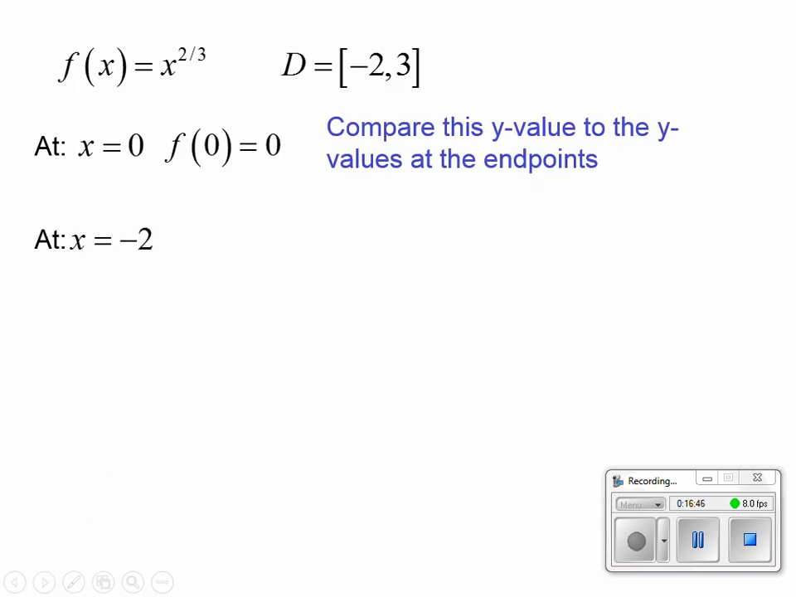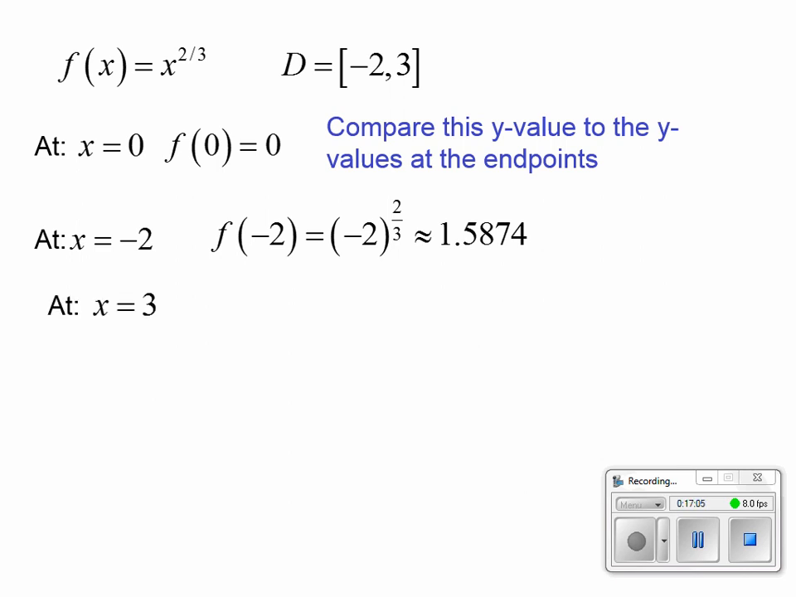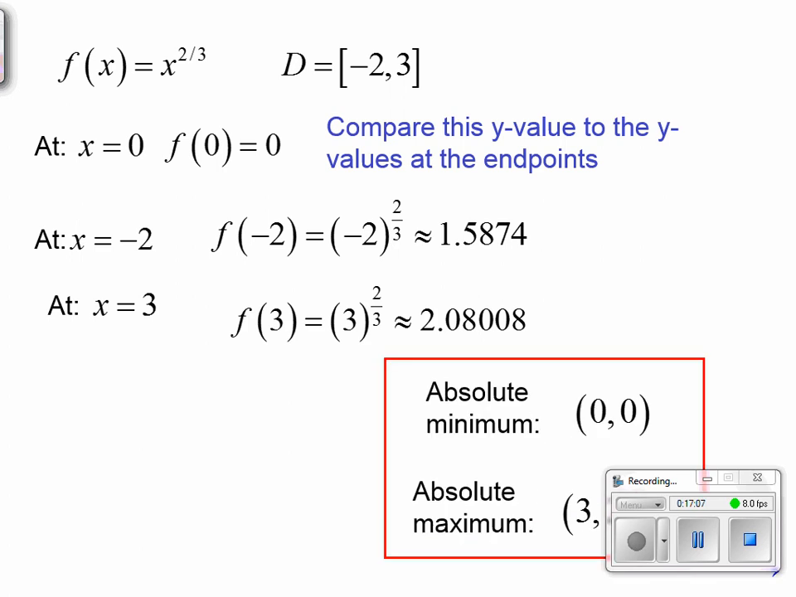So when we plugged in 0, we get 0 for y. We plug in negative 2, we get the cube root of 4, which is like 1.58 something. Then we plug in 3, so you can take the cube root of 9, and that turns out to be a little over 2. So you look at these y values. At the critical value, the y is 0. At one endpoint, it's 1.5 something. At the other endpoint, it's 2.